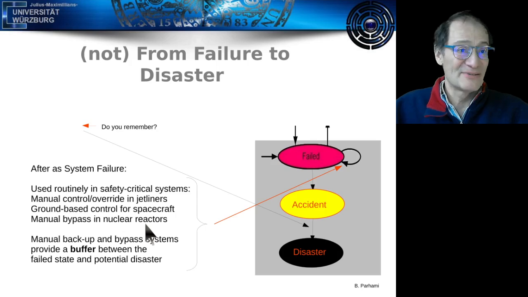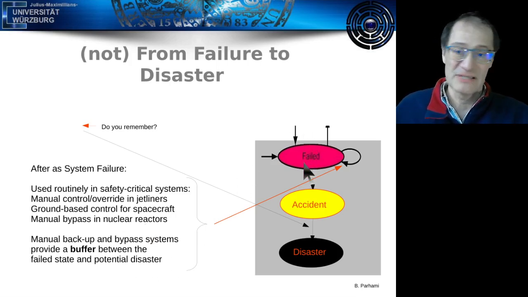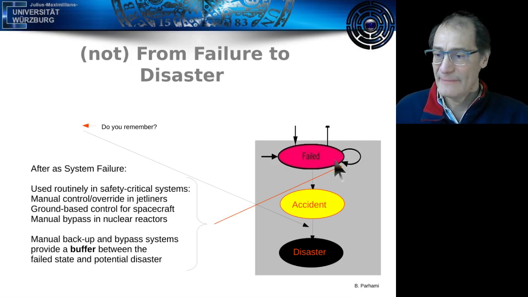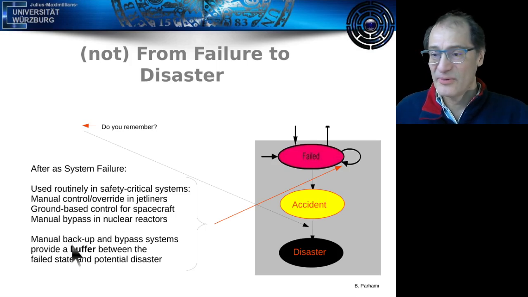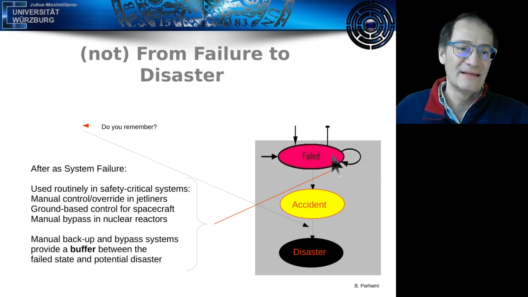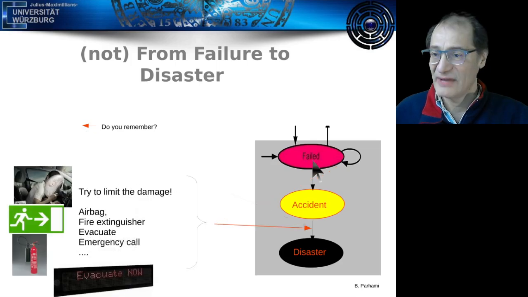Open valves for cooling and turn off the reactor. So everything is done by hand without the control system, because the control system has failed. So we have here the last chance to avoid the accident, the last chance doing a manual recovery. Or maybe we have a manual backup system, everything mechanically done by people, or provide a buffer between the failed state and the potential disaster or accident. This is something we can do if everything else has failed and we come here in the system failure.